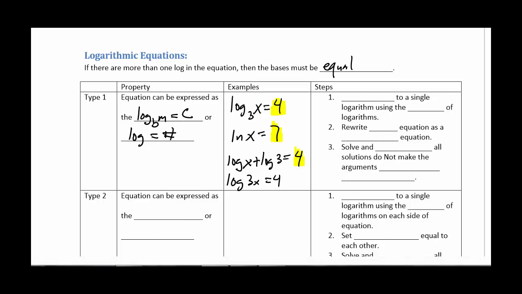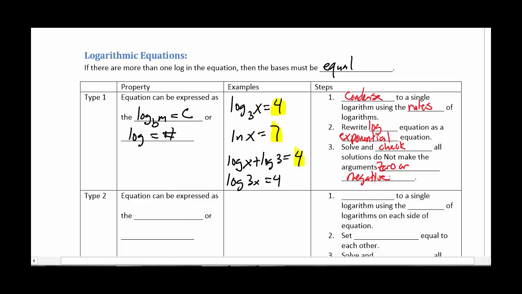Now, what do we do when we see this? Step 1, we are going to condense to a single logarithm using the rules of logarithms. Step 2 is we're going to rewrite the log equation as an exponential equation. So we're going to convert forms. Then we're going to solve and check that all solutions do not make the arguments 0 or negative.